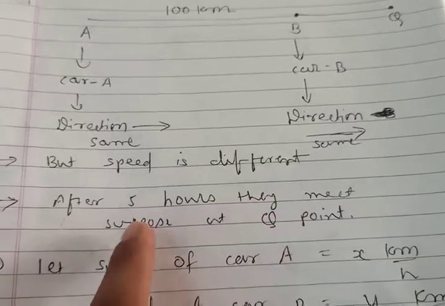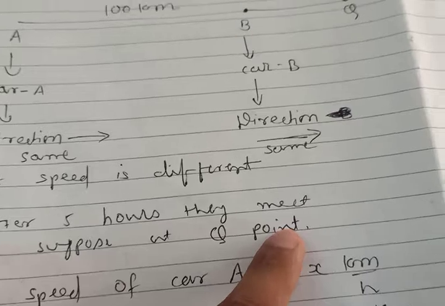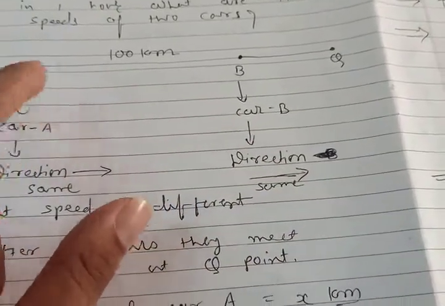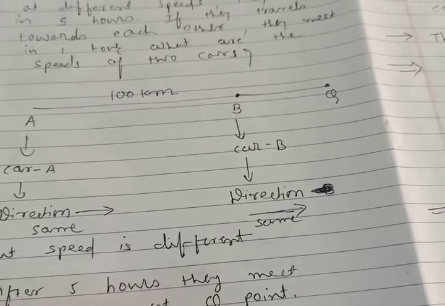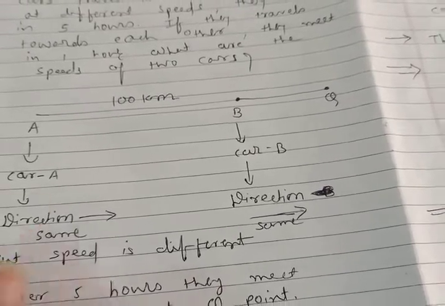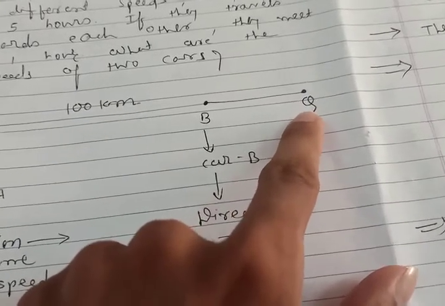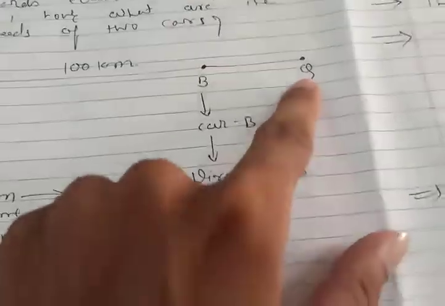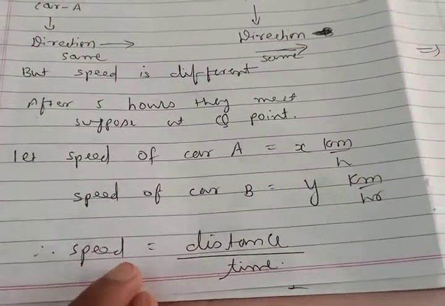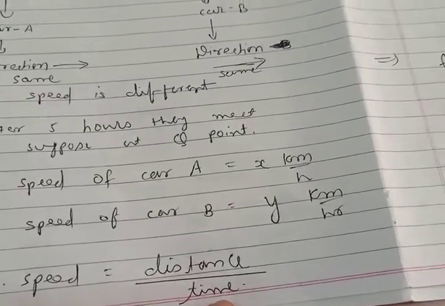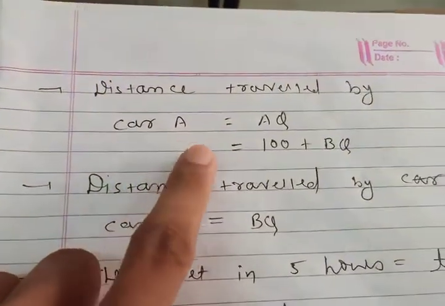Now see further, after 5 hours they meet, suppose at point Q. In the statement, car A and B both meet at the point. Suppose that point is Q. So put Q here. Understand? Now for this type of sum, you must use the formula speed equals distance upon time. Understand, students?